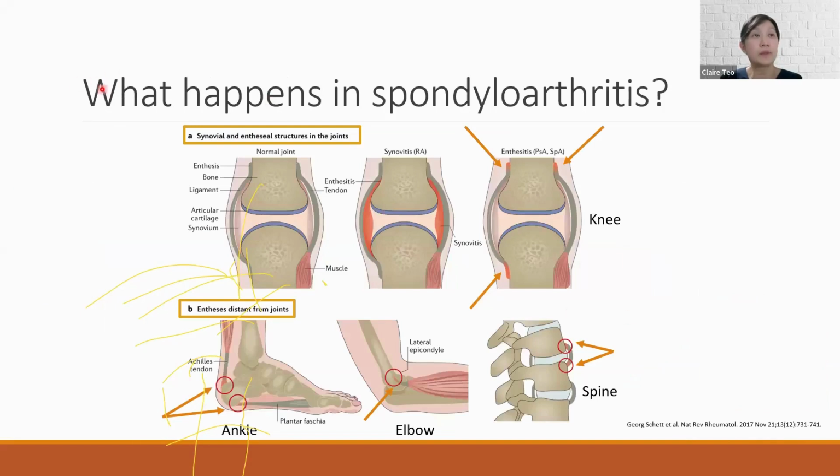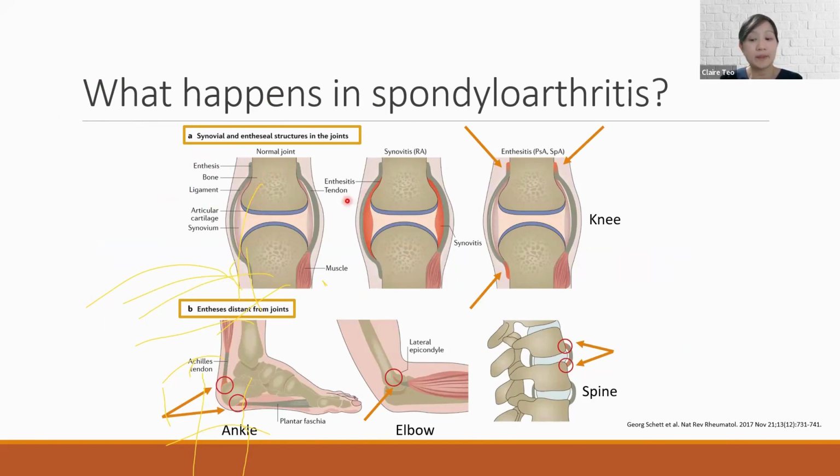So what happens in spondyloarthritis? This is a normal knee joint. In the normal knee joint, this is what the various structures look like. The place where a tendon or a ligament meets the bone is known as the enthesis. Bone is the substance that forms the skeleton of our body.